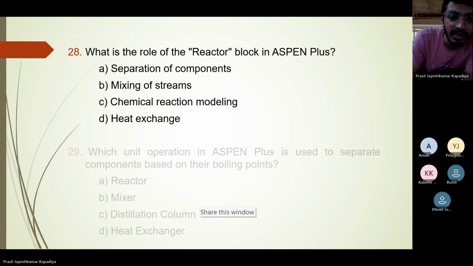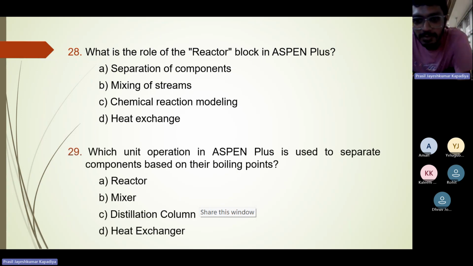Okay. Which unit operation in Aspen Plus is used to separate components based on their boiling points? You will say distillation. Sir, C. Distillation column. Yeah, distillation is for separation of components based on their boiling points. Okay.